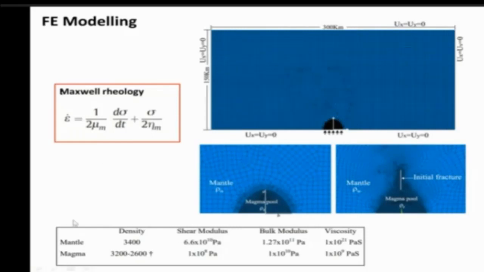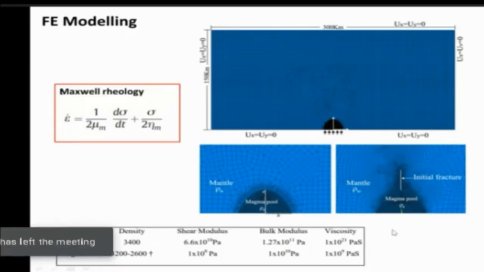So we use these particular properties of the density and the elastic moduli, as well as the other parameter of viscosity, to model and complete our model. So this is the magma pool. So we did two exercises.